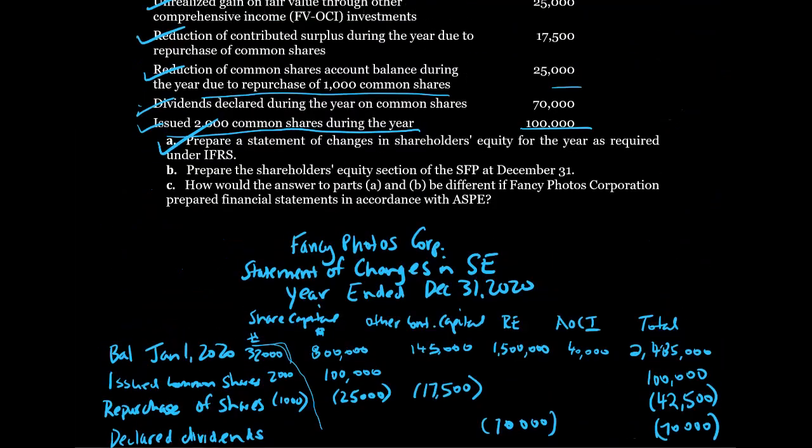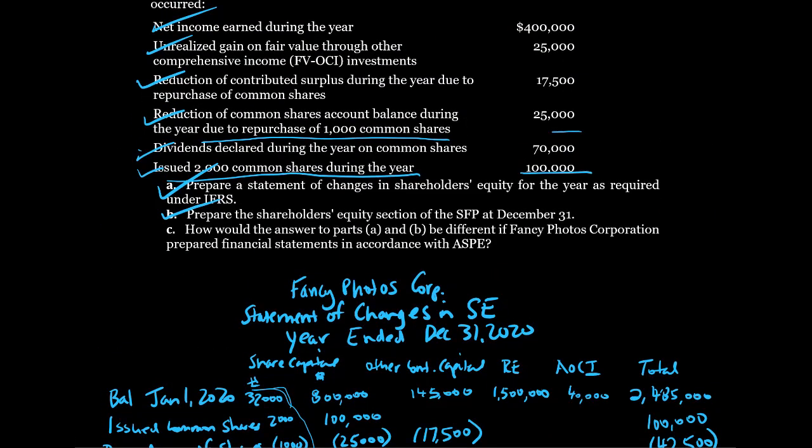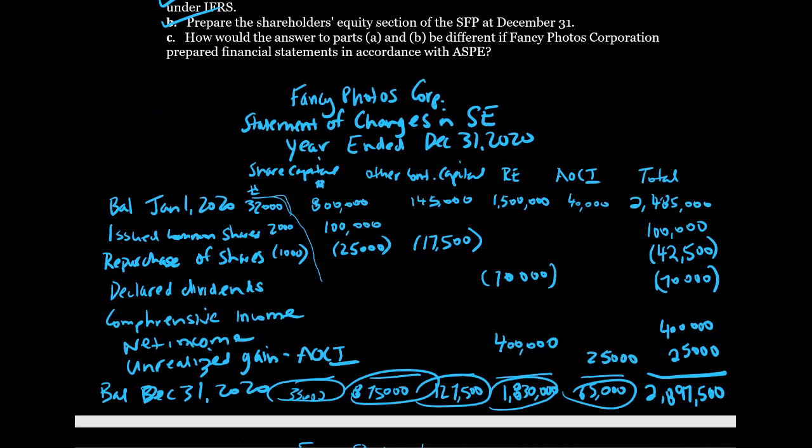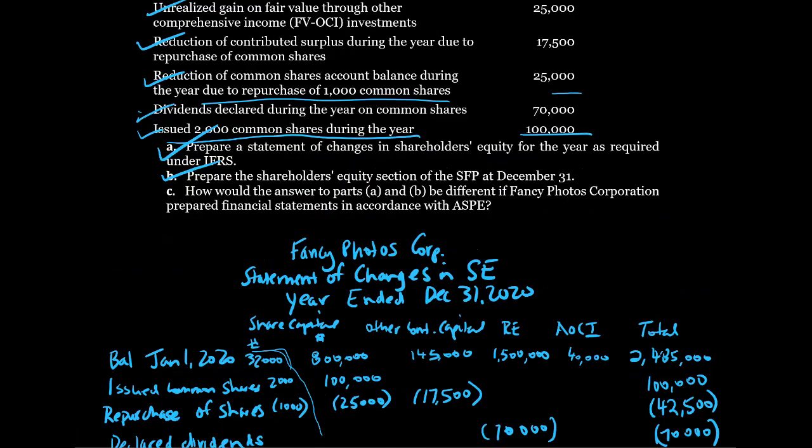So we completed the second part of this question. Let's take a look. C, how would the answer to parts A and B be different if Fancy Photos Corporation prepared financial statements in accordance with ASPE? Well, ultimately, ASPE does require changes in retained earnings to be presented in a statement of changes in retained earnings. The main difference between ASPE and IFRS is that ASPE doesn't recognize accumulated other comprehensive income. So we definitely wouldn't have that category in this statement of changes. And also, ASPE does allow some flexibility in terms of the changes in capital accounts being presented in the notes of the financial statements. But the main difference would, in substance, be the fact that AOCI would not be included. So that concludes Part C.